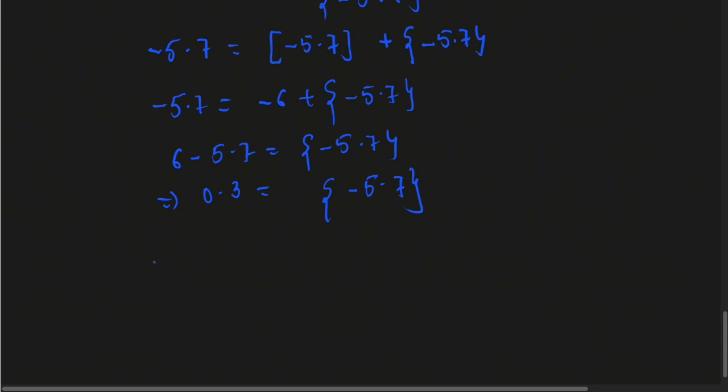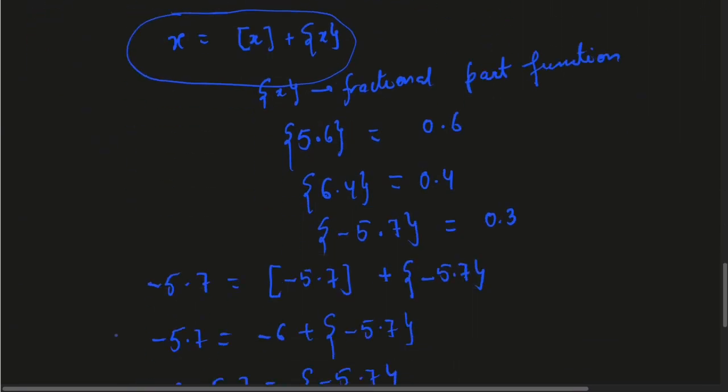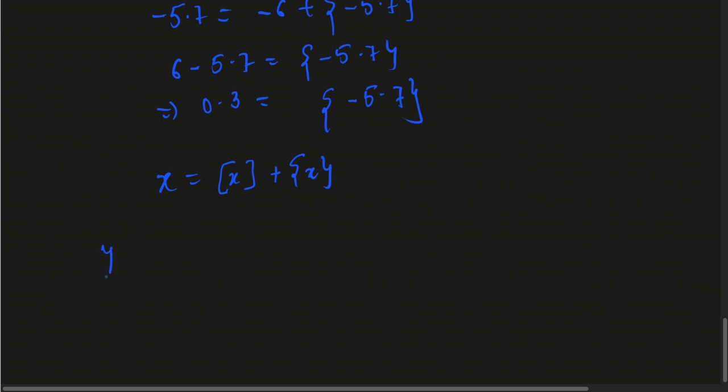So this is a very important relationship where any number can be written as the addition of its greatest integer and its fractional part. So the question at hand is y equals x minus greatest integer of x over 1 minus greatest integer of x plus x, isn't it?